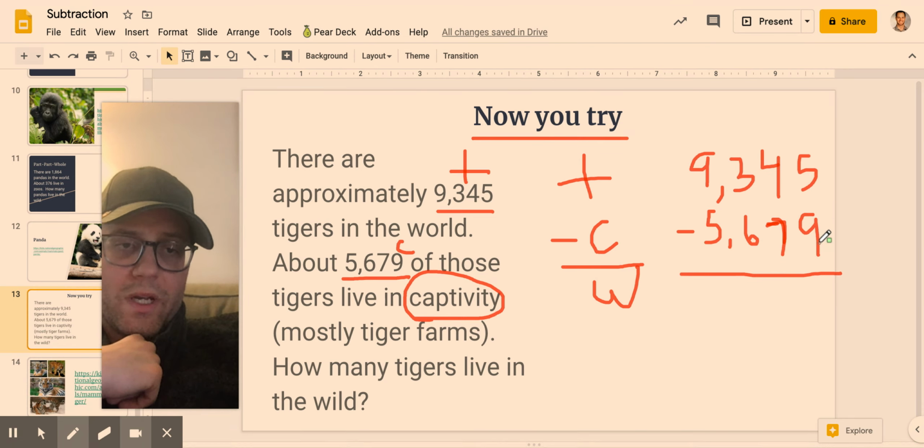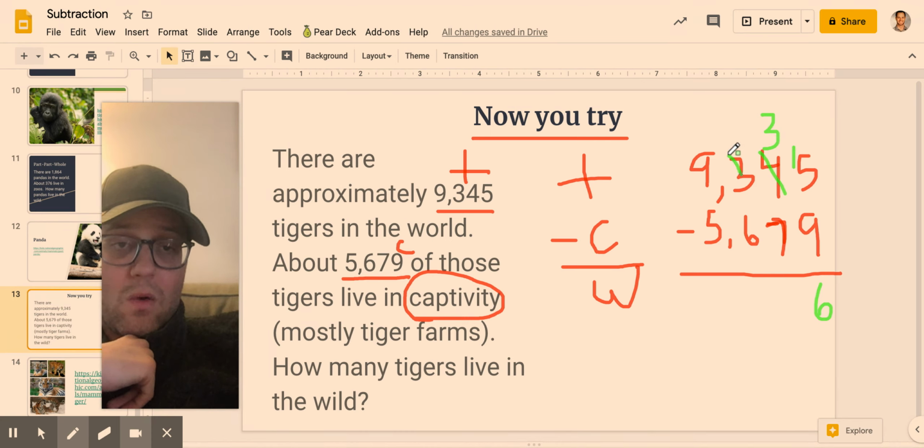5 take away 9, it's negative 4, but let's regroup. So we'll take a 10 away from here. Instead of 4 tens, we'll have 3 tens. Put a 10 over here. So now instead of 5, we have 15. 15 minus 9 is 6. We have 3 tens minus 7 tens.